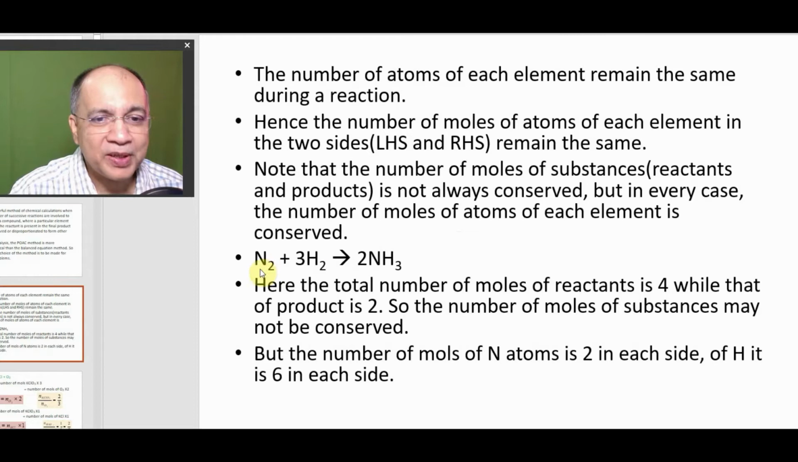For example, here N2 plus 3H2 gives 2 ammonia. So in the left side there are 4 moles and it is transforming into 2 moles.